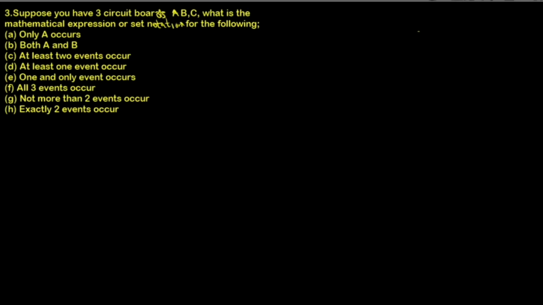So with question number 1, we are supposed to find only A occurs. When expressing only A occurs in set notation form, we have A intersection (B union C) complement. You can express this using the distributive law. If you don't want this, you can also write A intersection B complement union A intersection C complement.